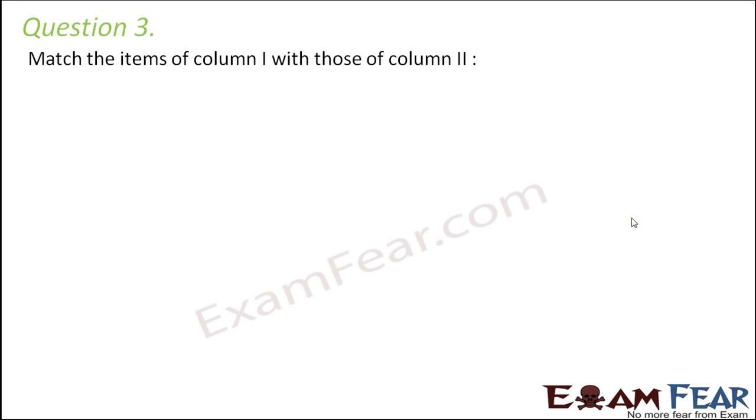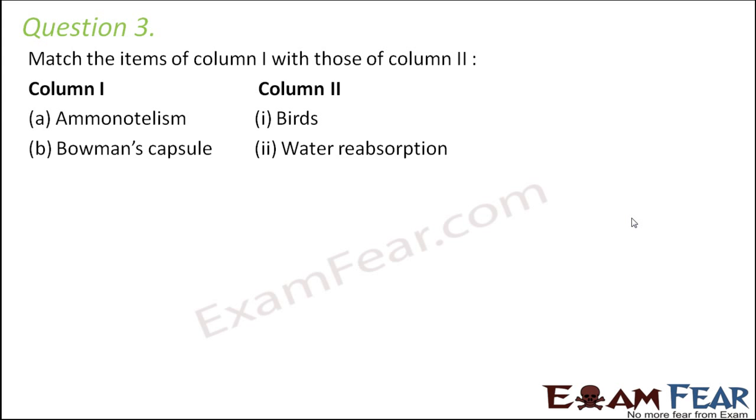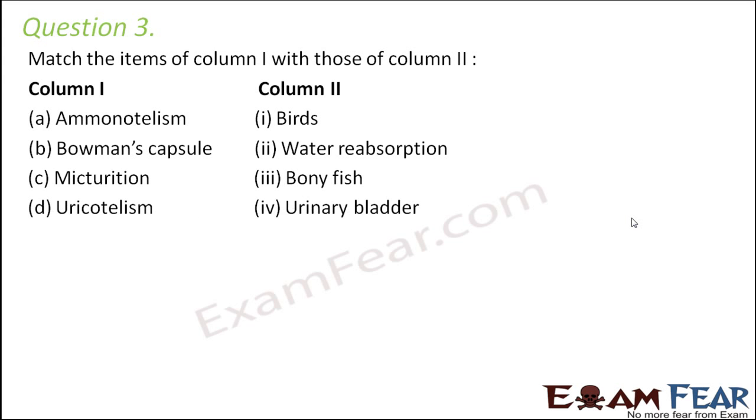Let us look at question number 3. Match the items of column 1 with those of column 2. So this is what we have in column 1 and column 2. So let us try to match them. Ammonotelism. What is ammonotelism? That is excreting waste in the form of ammonia. So in which organisms do we see ammonotelism? It is generally seen in aquatic animals like the bony fish. So this will match to 3.